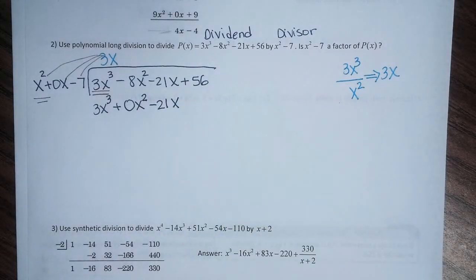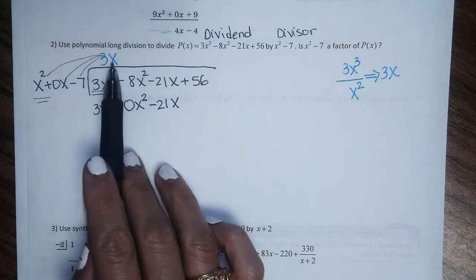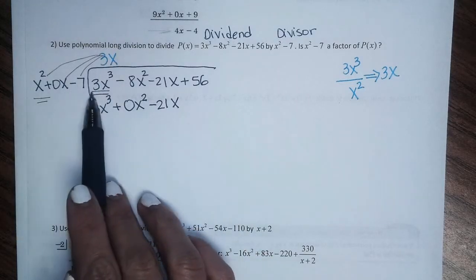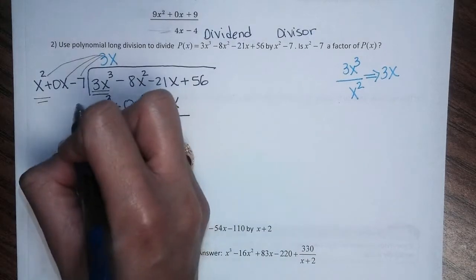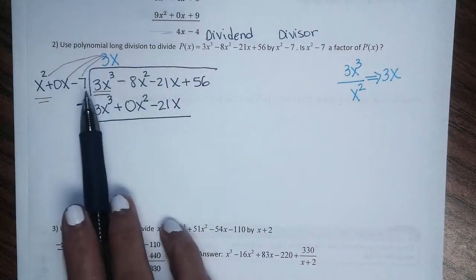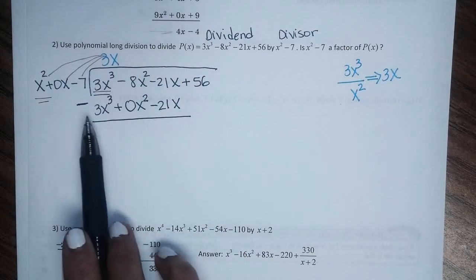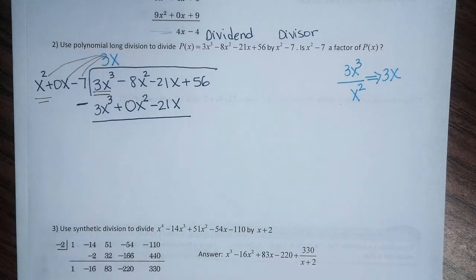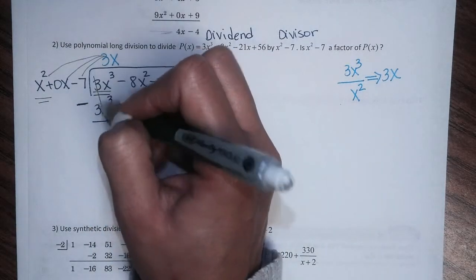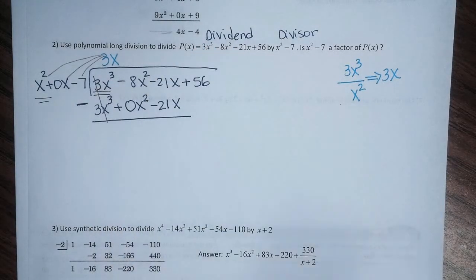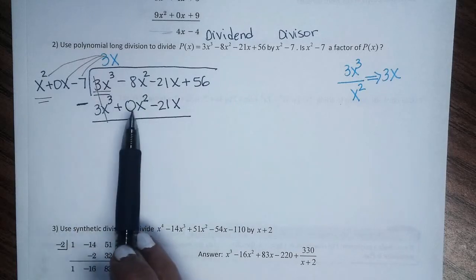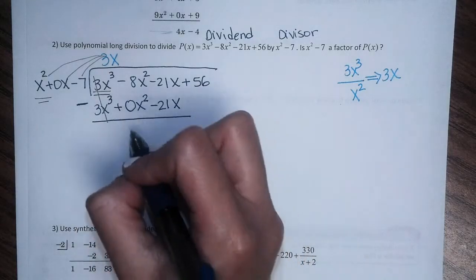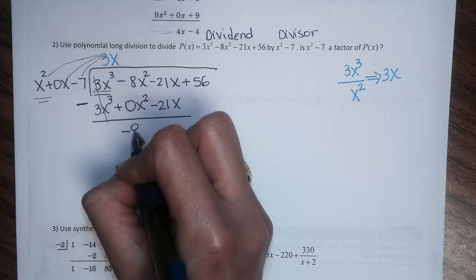And then the last step of long division, once you've multiplied your 3x and FOILed it to everything in your divisor, is to subtract. So I need to subtract 3x cubed minus 3x cubed. That's going to be 0, and it should always be 0 for that first term. Now I have negative 8x squared minus 0x squared. That looks like negative 8x squared.